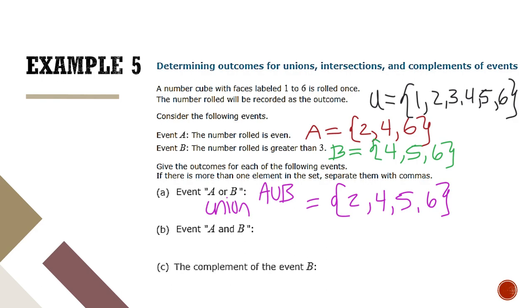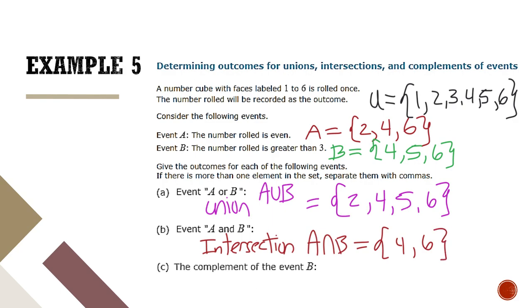Now, A and B is intersection. I forgot the T, intersection. I deleted it so you couldn't see that. But intersection, which is A intersect B, is where do they share? They share the 4, they share the 6. And that would be how I would do that. So again, they both have the 4, they both have the 6, and that's it.